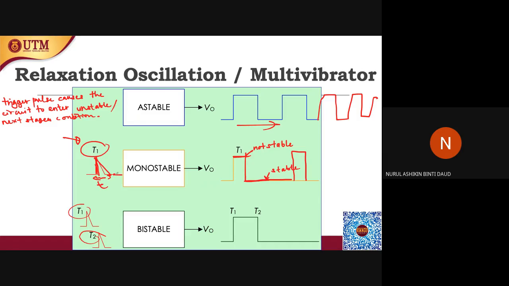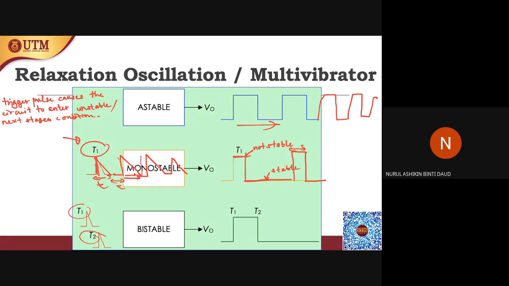So it depends on how long the not stable condition duration is. It will be this long, and then it will meet another trigger. Since this is a pulse, the pulse will continue like this, so it will meet this trigger again and change into the stable condition again. So this is how it works for monostable.